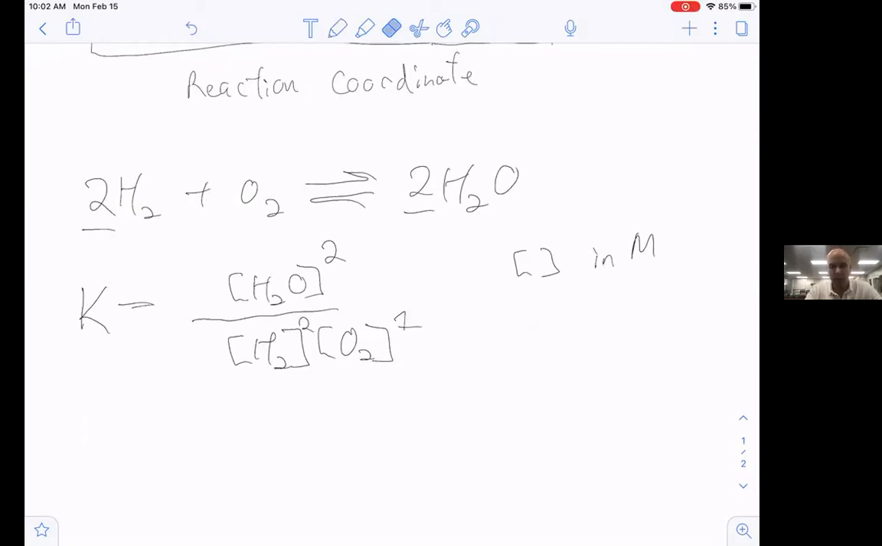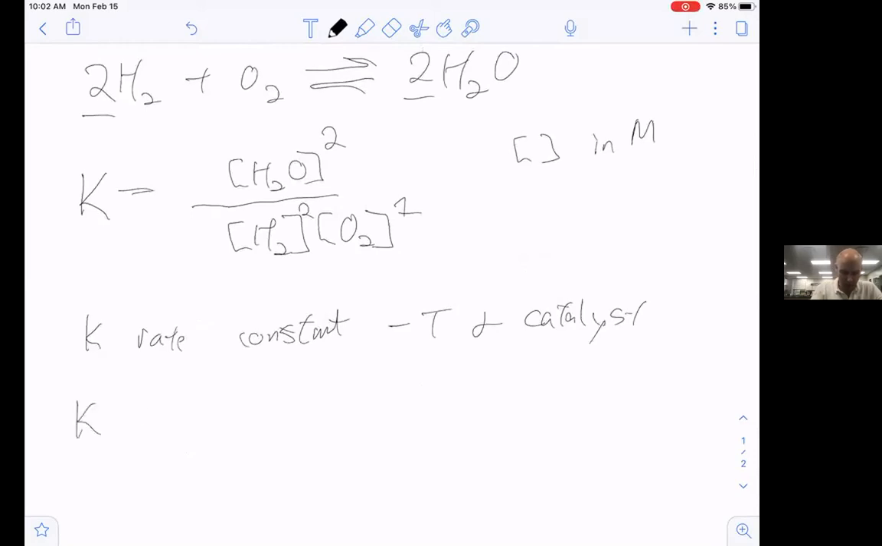With kinetics, there are two things that affect the rate constant. And that was temperature and a catalyst. Whereas the equilibrium constant, the only thing that affects the equilibrium constant is temperature. Okay.